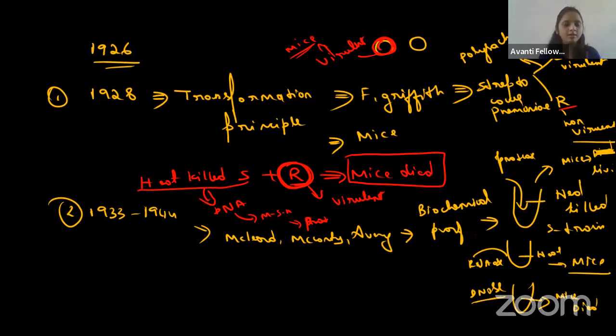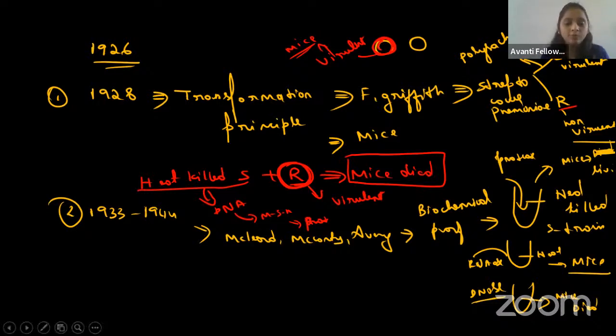So in the molecular basis, but what happened here in the biochemical analysis? They were unable to prove it by the experiment. So that's why this experiment was not considered as proof. Then again one more experiment was done.